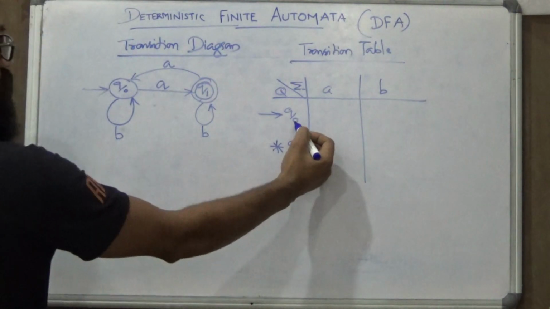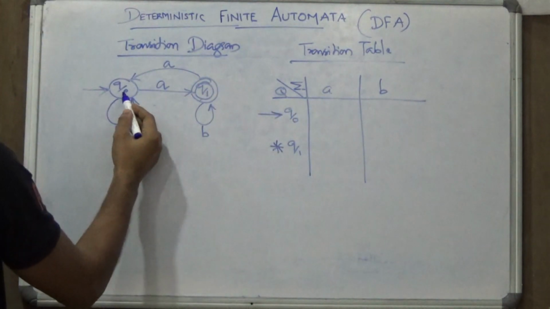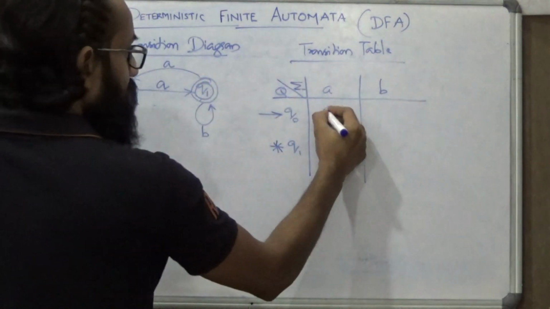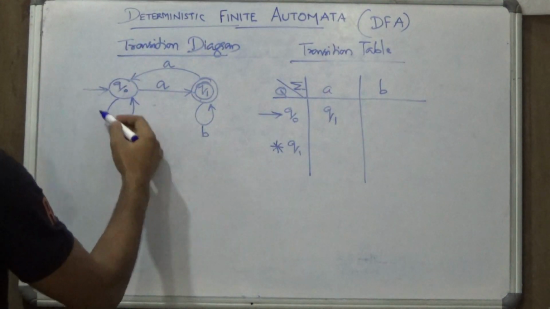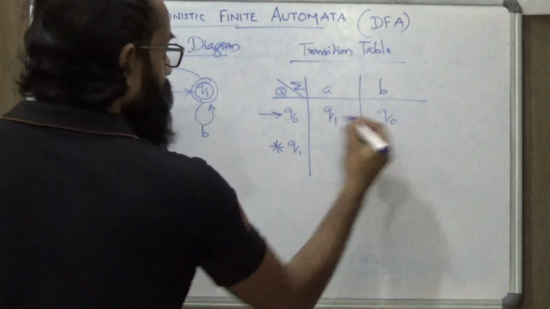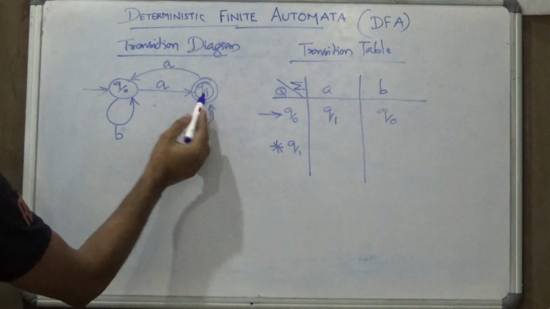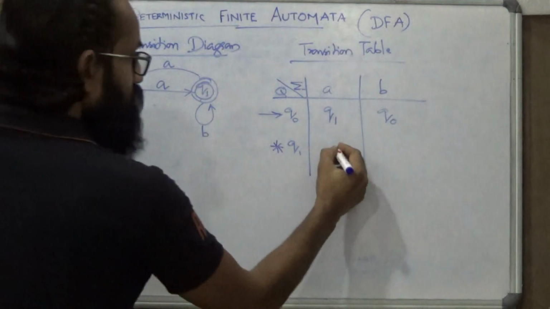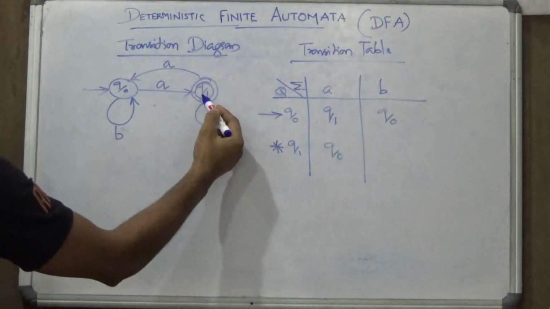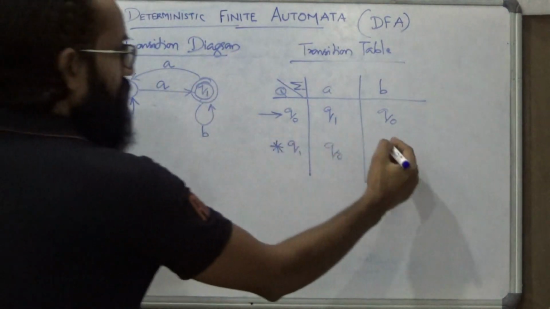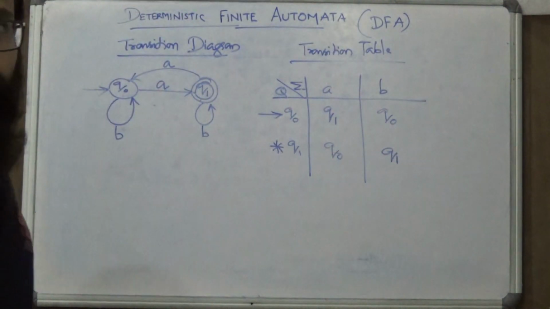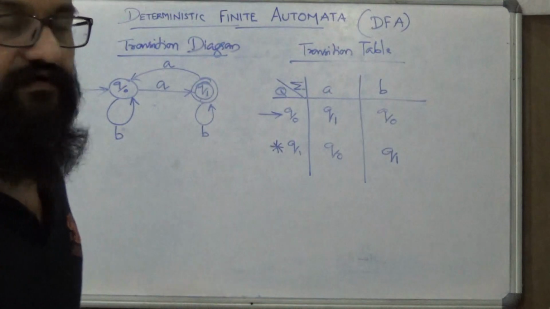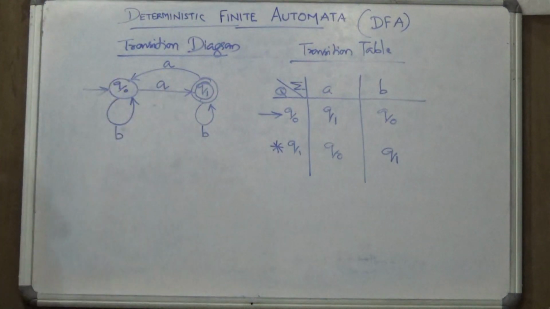Now from Q0 for input A, it goes to state Q1. From Q0 for input B, it will remain in the same state. From Q1 for input A, it goes to state Q0. From Q1 for input B, it will remain in the same state. So this is the transition table, that is, the tabular representation of a finite automaton or DFA.